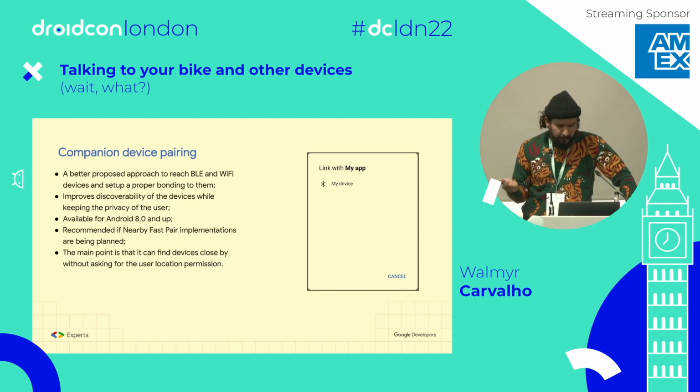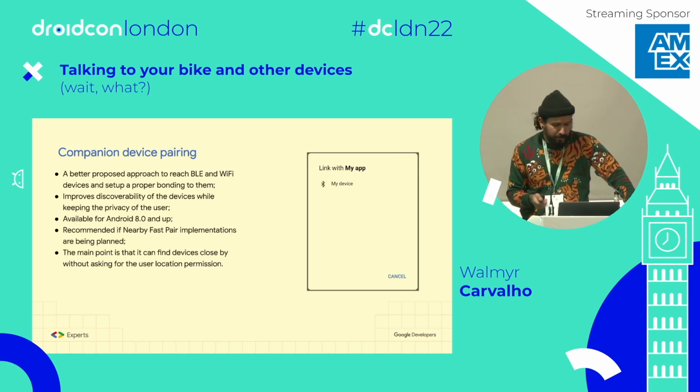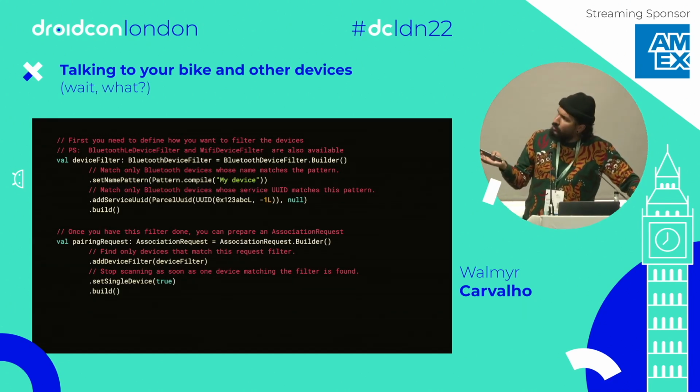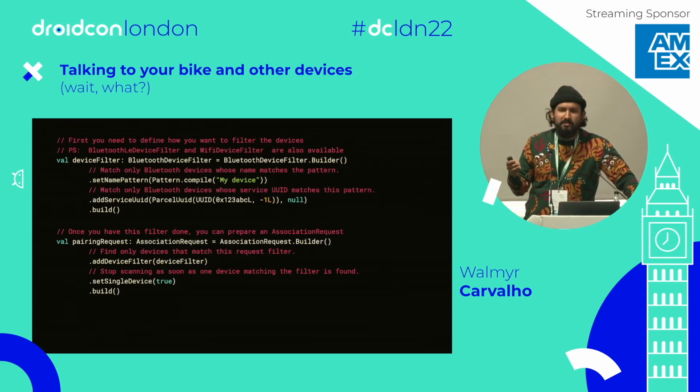And the main point here is you can actually find devices without asking for the location permission, which is the big reason why this is made: to avoid asking for the permission of the location of the user. Yeah. So if you want to use the companion pairing in general, they have different kinds of filters. For example, you can use this Bluetooth device filter, but if you want, you can filter devices by Wi-Fi, for example.